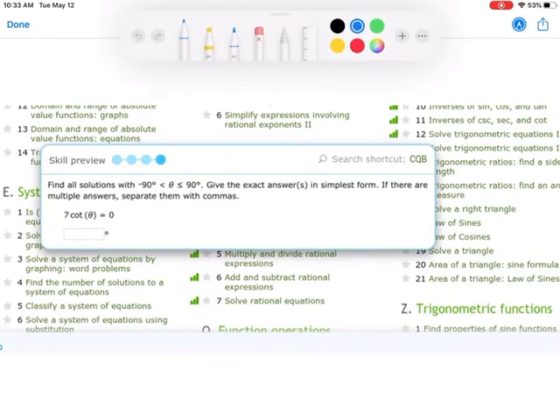So I'm going to get cotangent by itself first. I'm going to divide both sides by 7. So cotangent of theta, I'm just going to say x, it's just easier to write, is equal to 0. So again, the flip of cotangent is tangent.